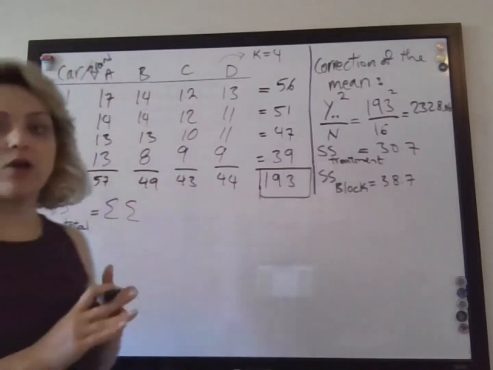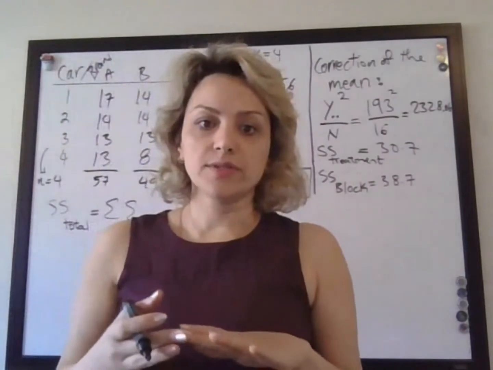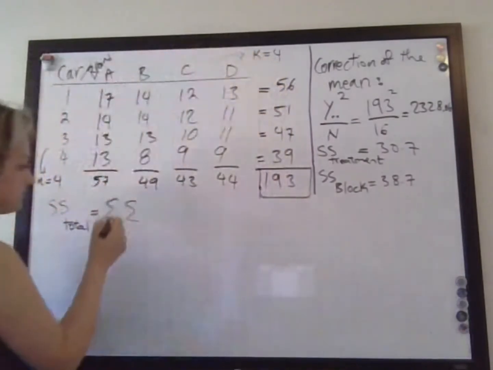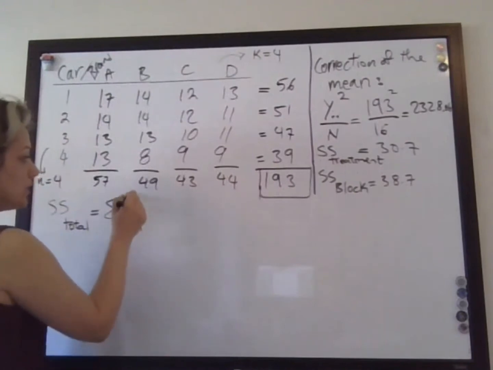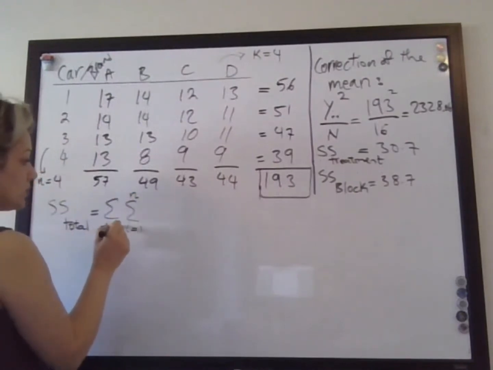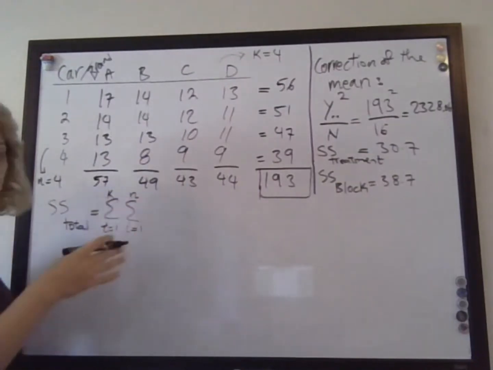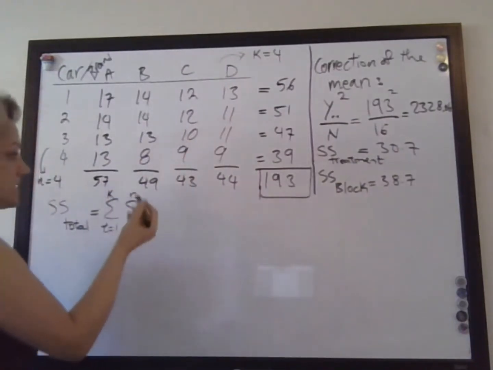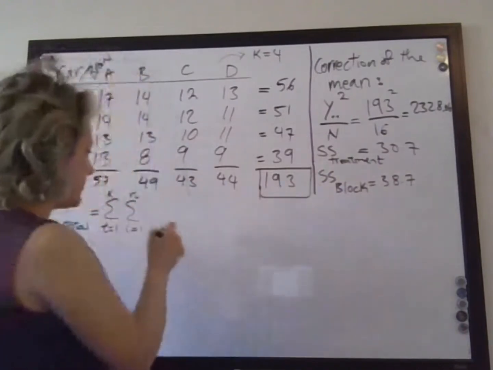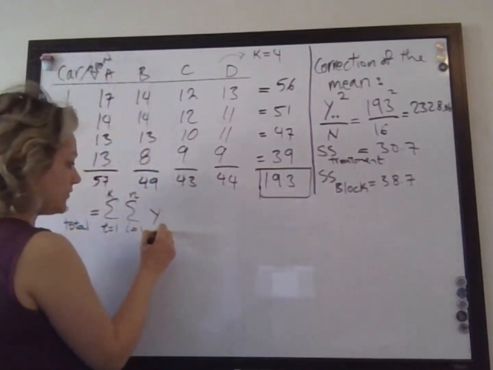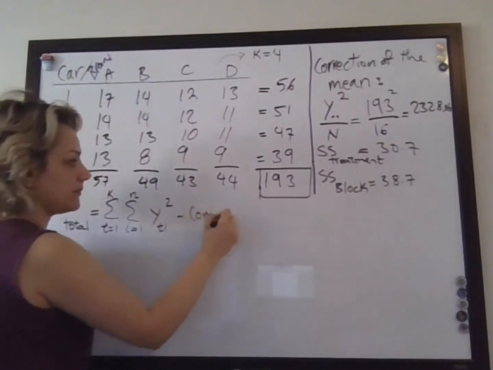So I can have a symbol for it. I could say that, let's say, one is i equal to 1 to n. The other one is t equal to 1 to k. So it's up to you. It doesn't matter, I can write down j as well. And then in the equation, I have y of ti, squared, minus the correction of the mean.